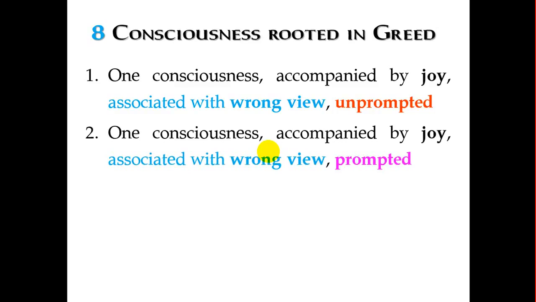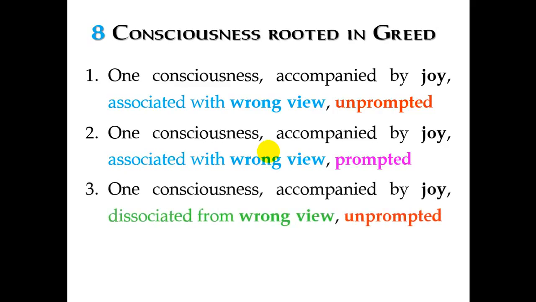How about the second one? Accompanied by joy, associated with the wrong view, prompted. Prompted means which one is included? Sloth and torpor. Because now you have less motivation and energy, so you need to support it with motivation and energy. So out of ninety, the first one is ninety mental factors, right? If you add sloth and torpor, altogether ninety-two, right?